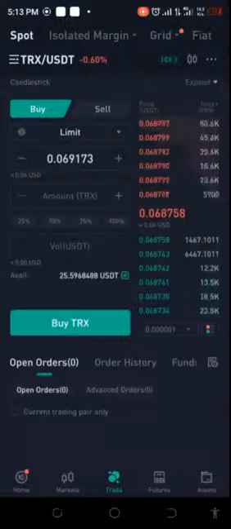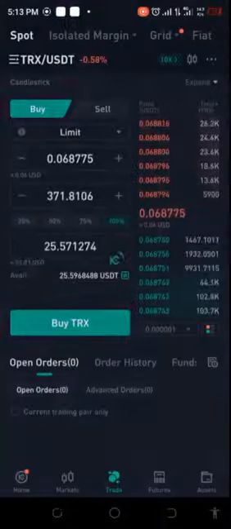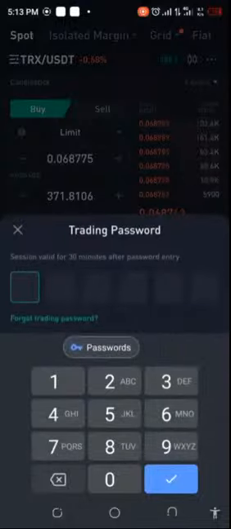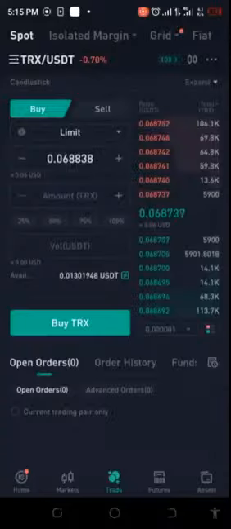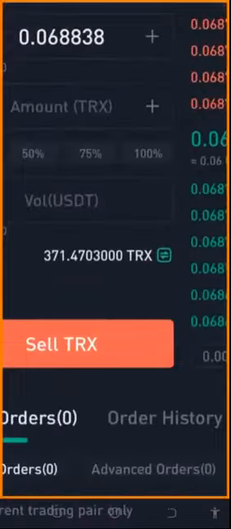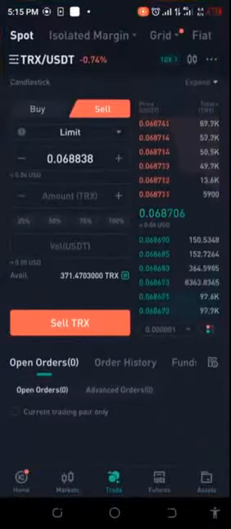And I'm hoping, oh, beautiful. So at least while I was waiting, the price of TRX went down, which is good. So now let's go ahead and then just quickly buy this now. I'm going to put in my verifications and I'll be back. Okay, right now we've sold that. If you can see, we have 371.470. Let's hope that we'll be able to get all of that over to Binance.